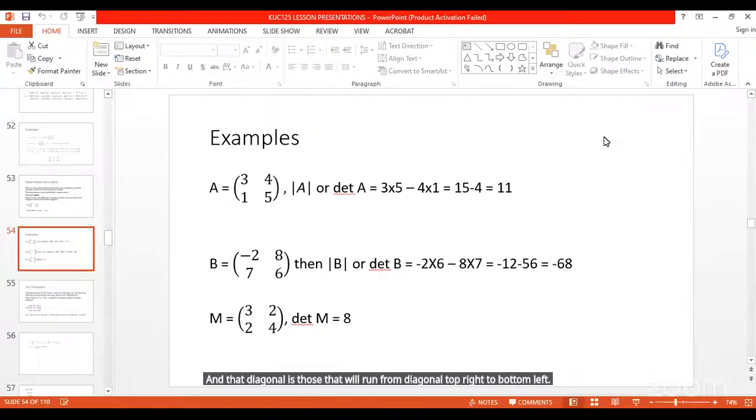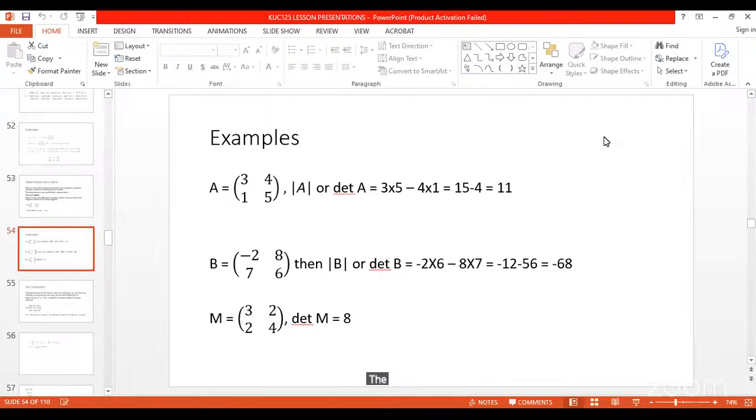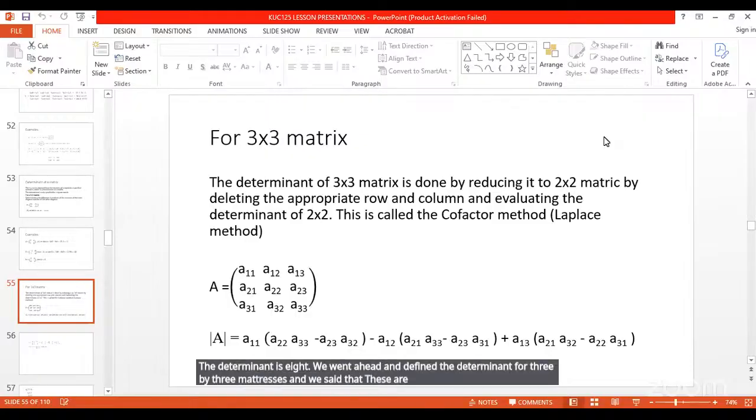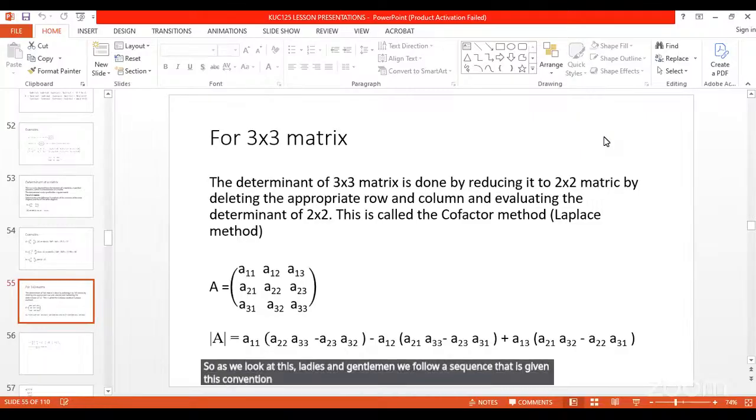This is for 2x2 matrices, and we did examples like the ones I'm sharing. Matrix A, you got 11, matrix B, you got -68, matrix M, the determinant is 8. We went ahead and defined the determinant for 3x3 matrices, obtained by reducing it to 2x2. The method we use is the Laplace method, or the cofactor method. We follow a conventional sequence: the first term is always positive, the second negative, the third positive, if we are using the first row.